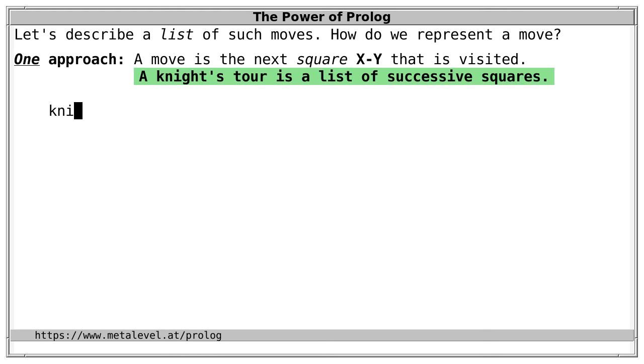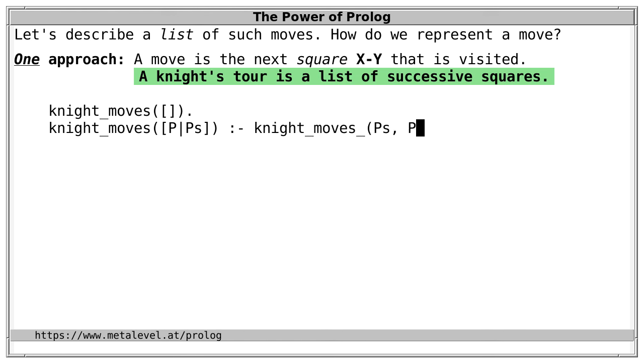So let's define a relation, say knight_moves, which shall hold for a list of such moves. For instance, the empty list is such a list of knight moves. And a list with an element P, and possibly further elements Ps, is a list of such moves if, and only if, now we refer to an auxiliary predicate, knight_moves_, which uses P as a leading argument to benefit from argument indexing on Ps. And this auxiliary predicate shall hold for a list of knight moves Ps that start from P. And we again distinguish 2 cases.